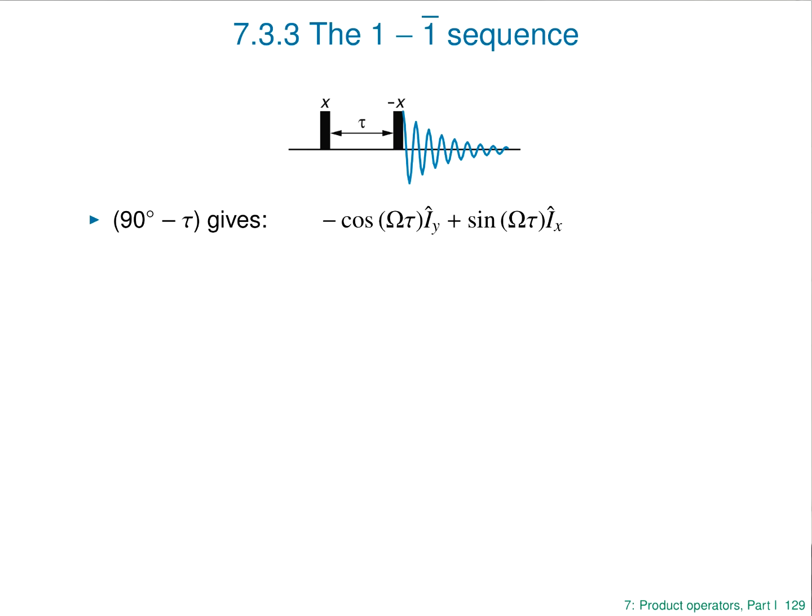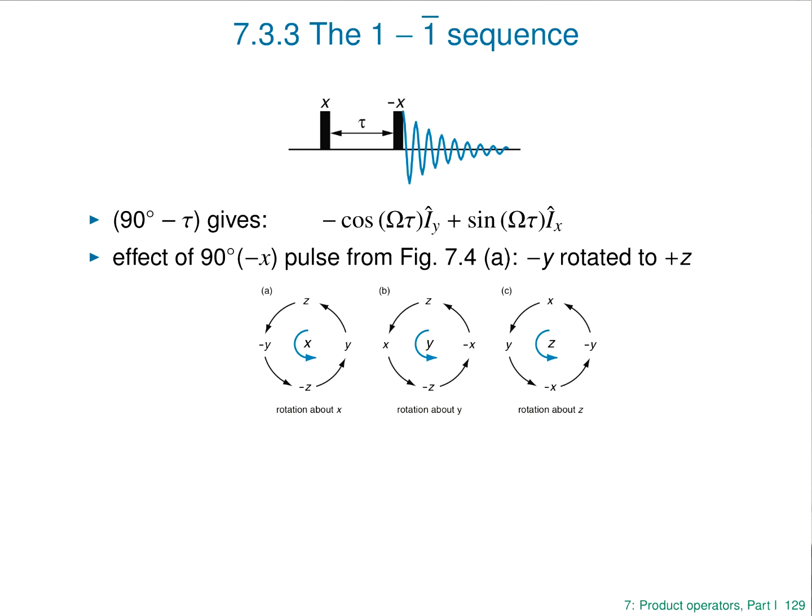Now, we've already worked out what you get if you do 90-degree x followed by a delay, because that was the first part of the spin echo. So I can reutilize that. I get minus cos omega tau Iy and sine omega tau Ix. In other words, the vector has rotated in the xy plane. Now I need to know what happens if I do a 90-degree minus x pulse.